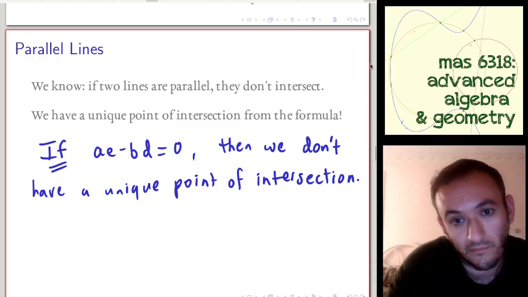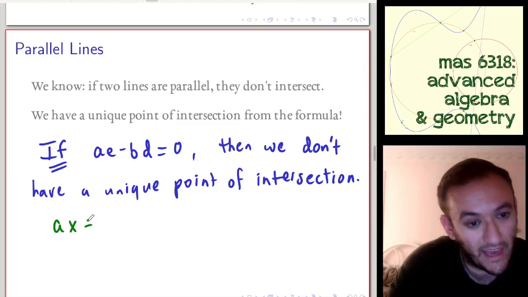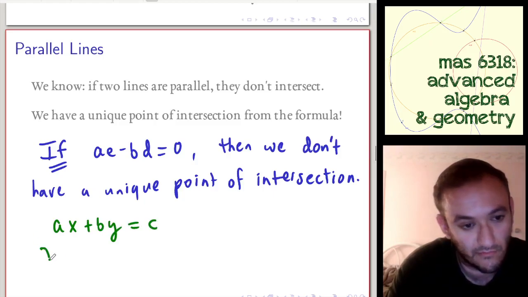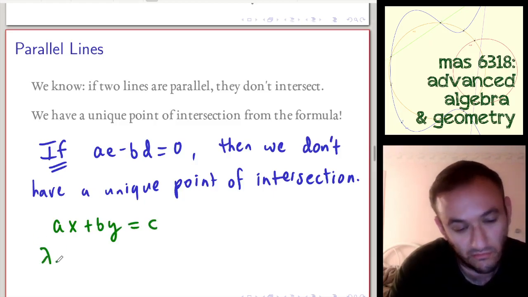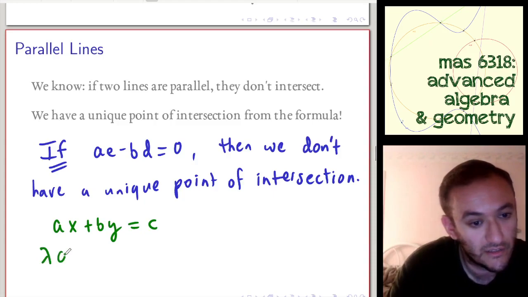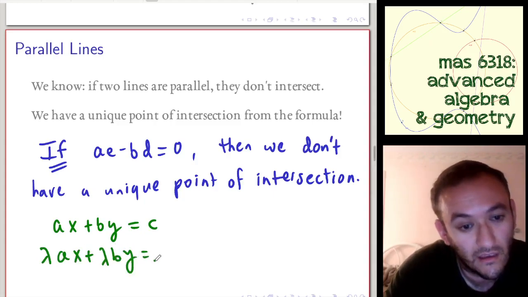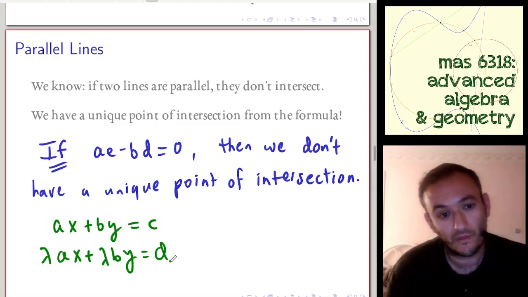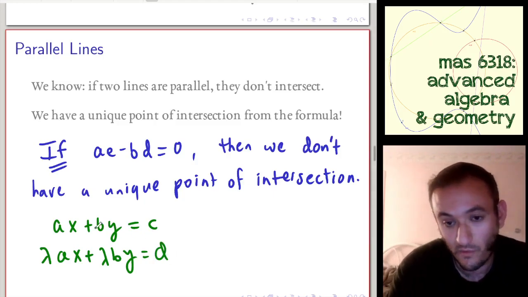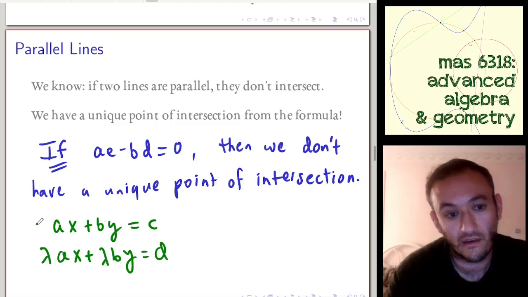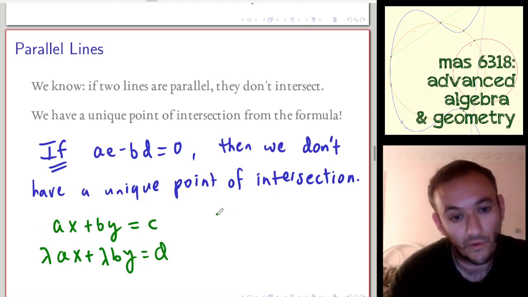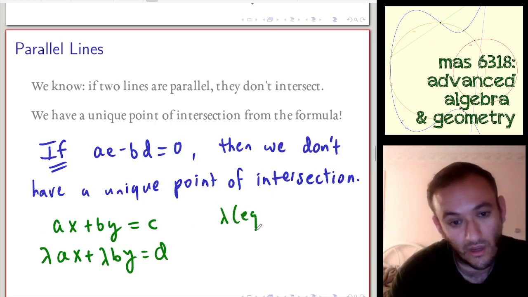So we have ax plus by equals c, and then just a scalar multiple, so let's make that multiple given by the Greek letter lambda. So lambda ax plus lambda by equals f. If we want to solve these equations, to see when both are satisfied, we can take lambda times equation 1 and subtract equation 2.